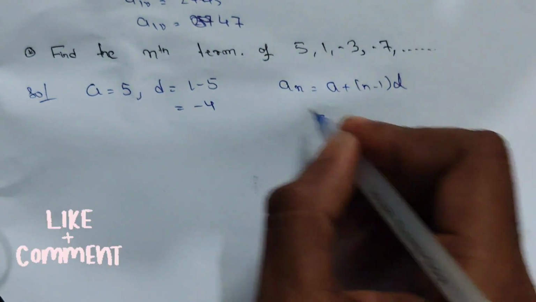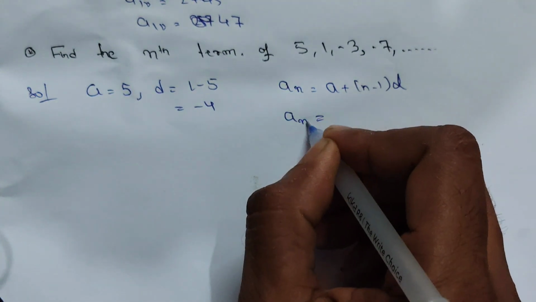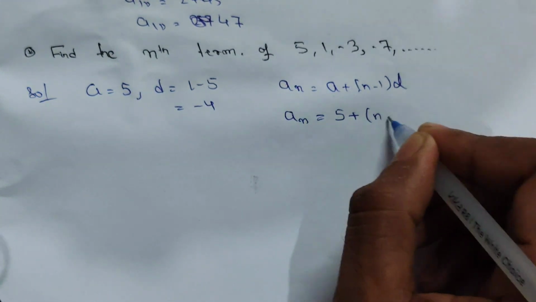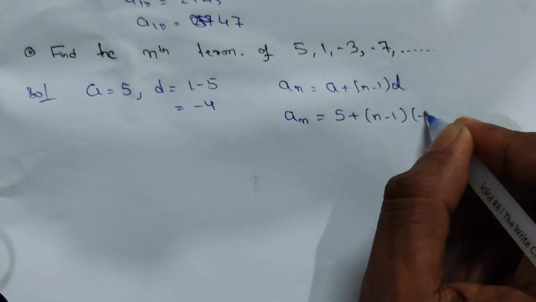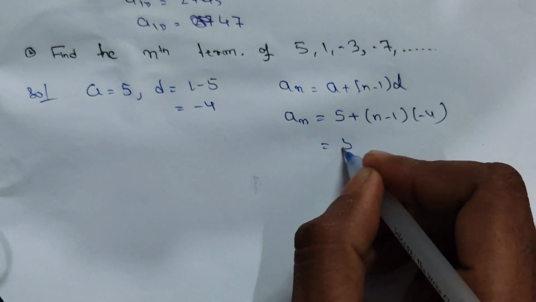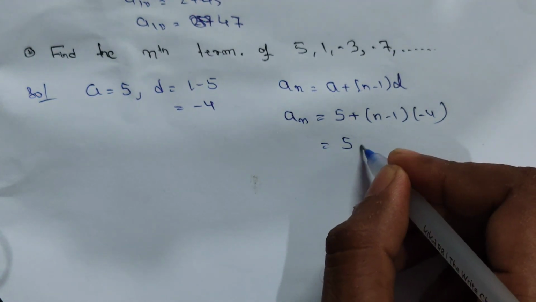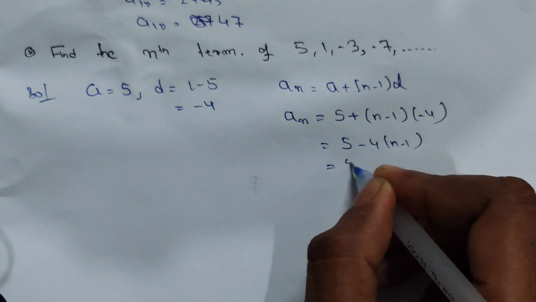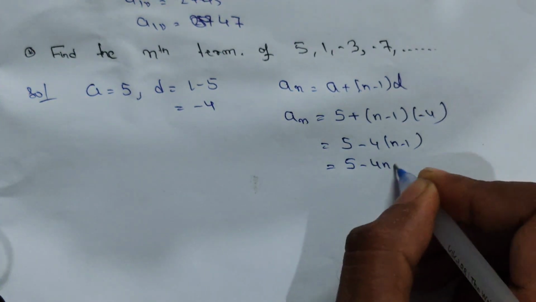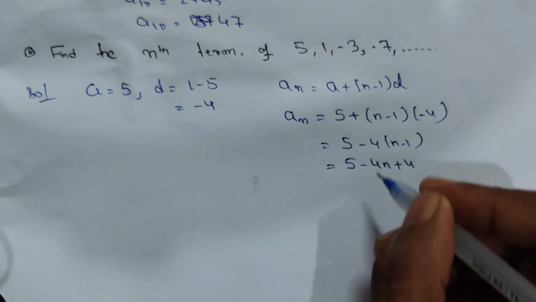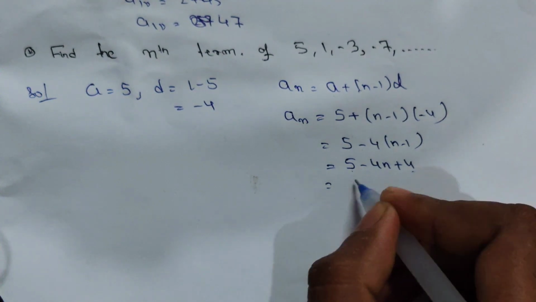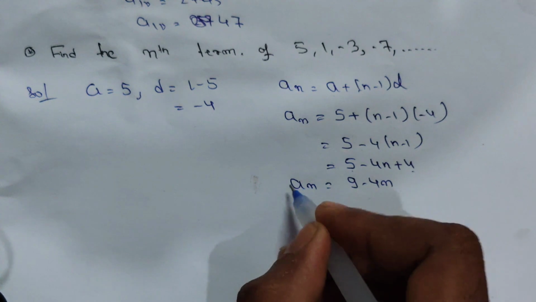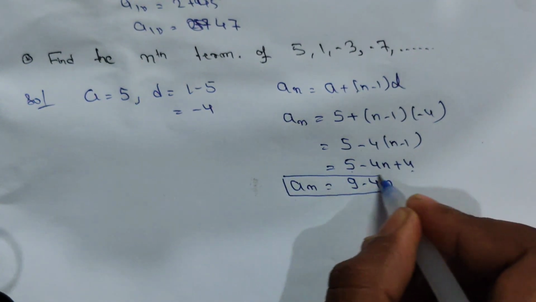So a_n, the n place is n only. Instead of a we have 5. Instead of n again we have n minus 1. Instead of d we have minus 4. So 5, plus minus, so it will be minus 4 and minus 1. Now 5, open the brackets, minus 4n plus 4, minus minus plus, so it will be 5 plus 4, 9 minus 4n.